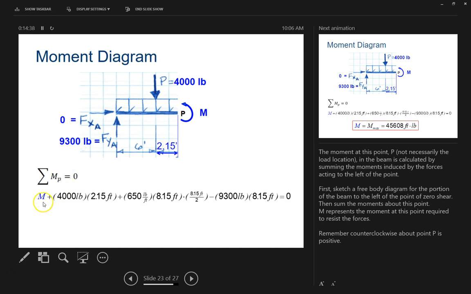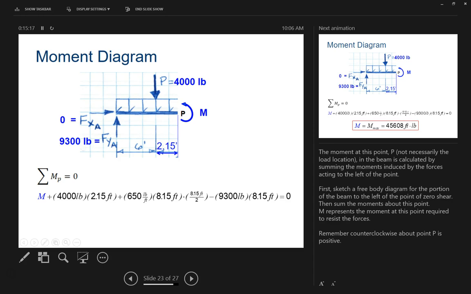So let's look at the numbers that are listed down below there. M is a moment that we are trying to find out. That's the maximum moment that we are trying to find out. And that's just another one of the moments, because that's the sum of all the moments. Right? So the sum of the moment that we don't know just yet, plus 4,000 pounds at 2.15 feet. Okay? So we're basically taking this little section, 4,000 pounds at 2.15 feet.